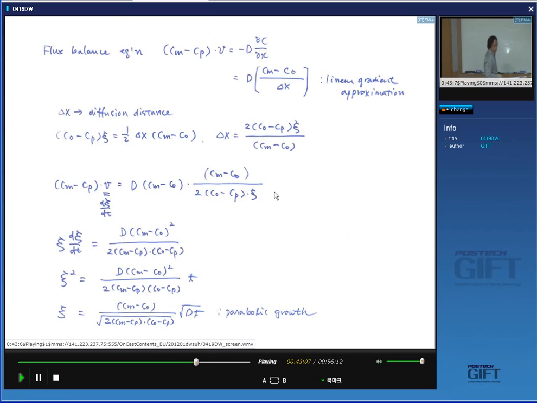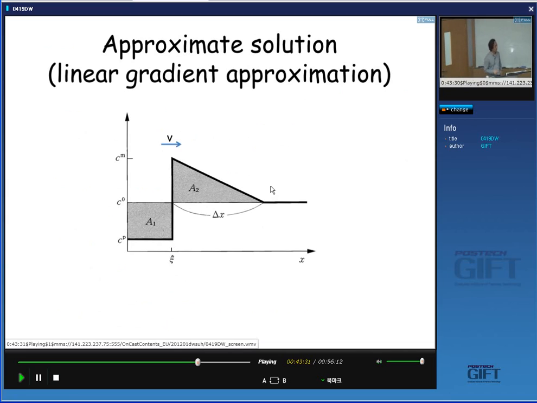So the only thing you have to do is to evaluate that diffusion length. Then you can evaluate V with this term. The way to evaluate diffusion length is that these two areas should be the same. The amount of solute which diffuses out into the parent space should be the amount of solute accumulated in the parent space, right? So by equating these two areas, you can evaluate the diffusion length.